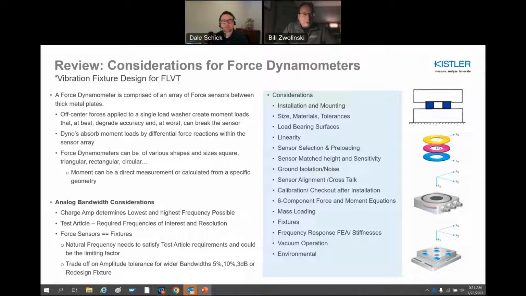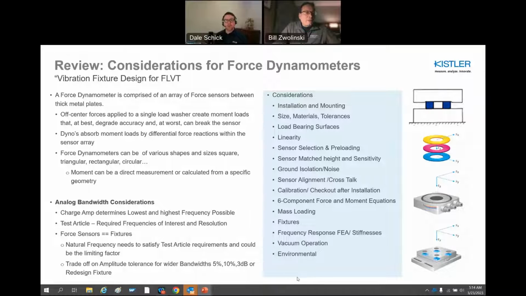But basically, the use of dynamometers allows you to absorb the moment loads by differential force reactions within the sensor array. If you have an object just on a single sensor, you can absolutely get very poor measurements, and actually could even break the sensor due to bending loads. So what the dynamometer does is allow you to take a large object that you cannot really mount axially and distribute those loads amongst an array of sensors to derive the forces and moments associated with that event.